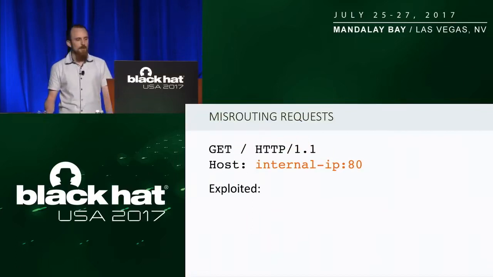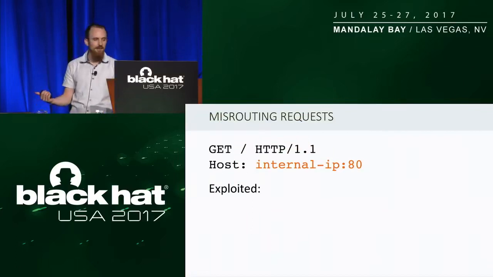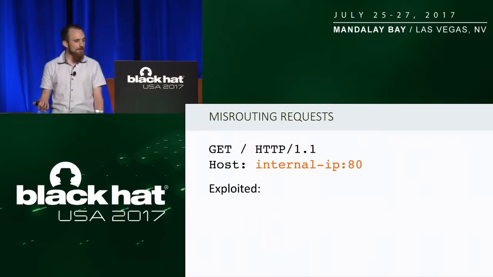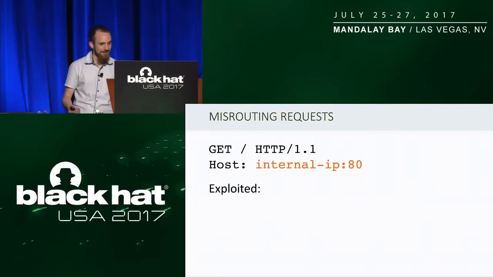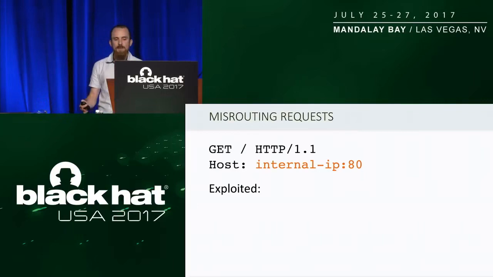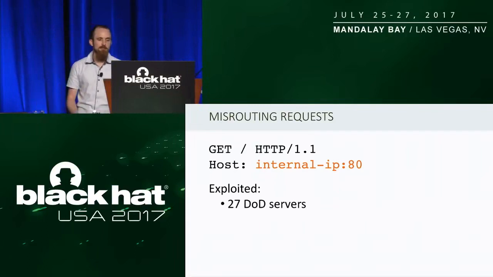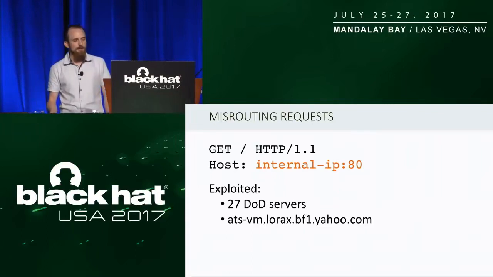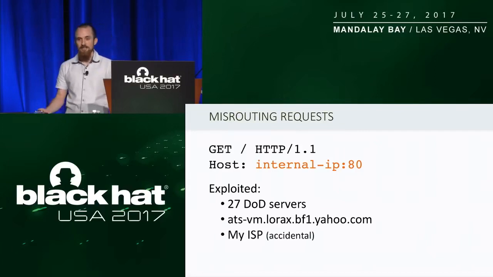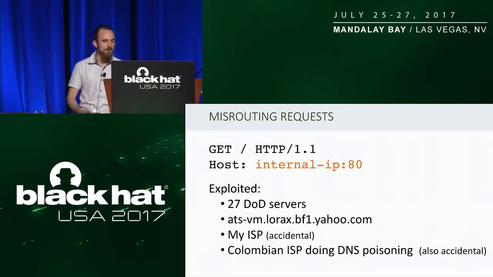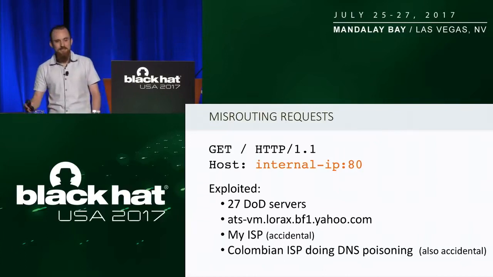The simplest way to make your request get misrouted is simply to change the Host header to where you want the request to get routed to. This approach works on an amazing number of sites. Now, this technique is publicly known in some locations, but it's hugely underappreciated. I can say that with confidence because using my pipeline that I just mentioned, in the space of 5 minutes, I was able to exploit 27 different Department of Defense servers, a couple of Yahoo load balancers, my own ISP by accident, and also a Colombian ISP that threw itself into the firing line by doing DNS poisoning on one of my targets.